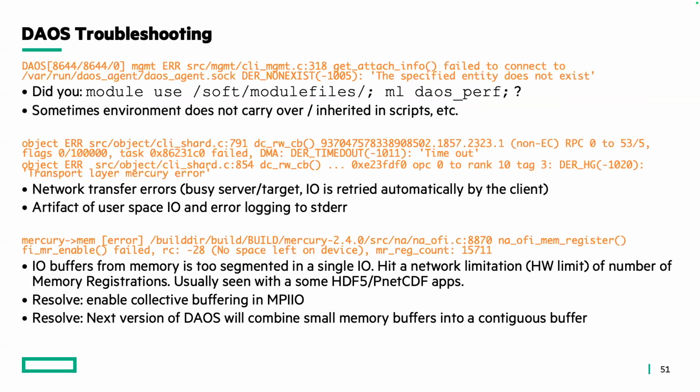Okay, finally, talking about some troubleshooting, some issues that you can see when running with DAOS. And there are probably other things, but some of the most common things that you can see. If you get this error when you're trying to do, for example, daos pool list to see your pools, or any DAOS command on the UAN or on the compute node, and you get this error from agent: failed to connect to agent.